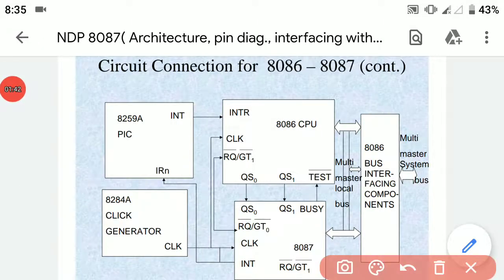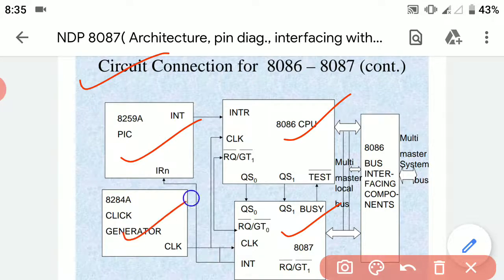Now we will discuss the circuit connection for the 8086 and 8087 processors. This is the 8086 processor and this is the 8087 processor. This is the interrupt controller, this is the clock generator, and the last one is the bus interfacing components.